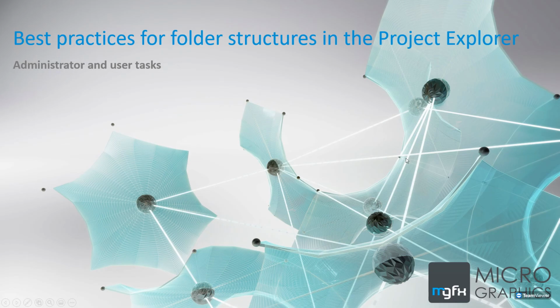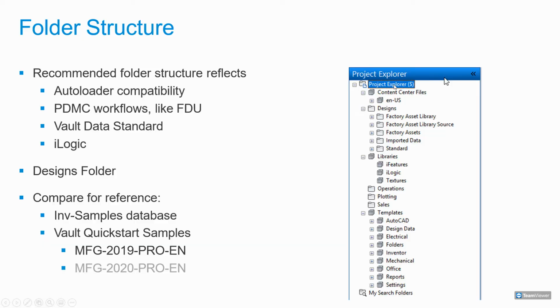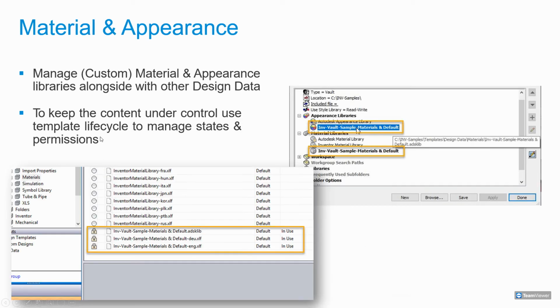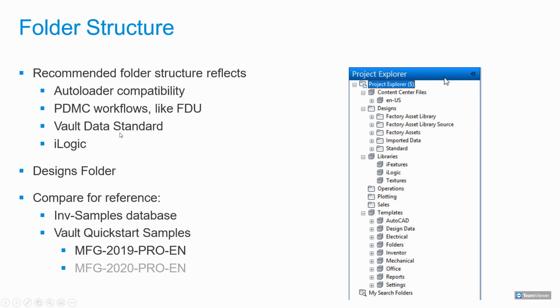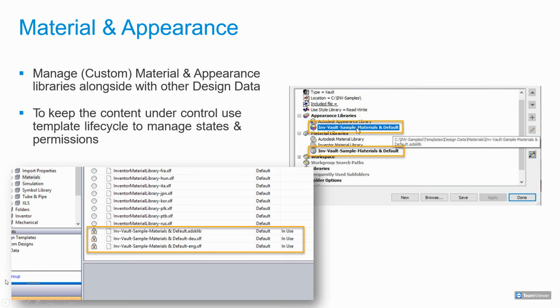Best practices for folder structures in the Project Explorer. As discussed, in your Project Explorer, you're going to find library files, your design data, and custom library files, as well as things like templates. You might have drawing templates that you don't want anyone to change; you just want to keep them as read-only. You can have this kind of structure, and it accounts for all the different types of data, including data standards, iLogic, PDMC workflows, etc.